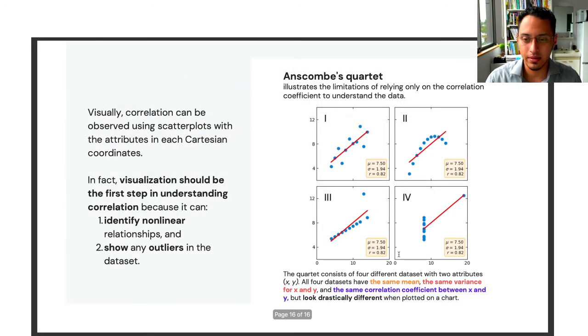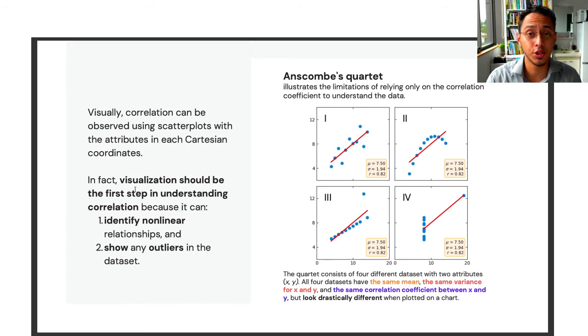So this slide is the final one. I want to note that even if you have all these descriptive statistics, the mean, the variance, and the correlation, we still need the other part of data exploration, which is visualization. Let's see why. For example, in this picture, I have what is called Anscombe's quartet. I don't know how to spell it.